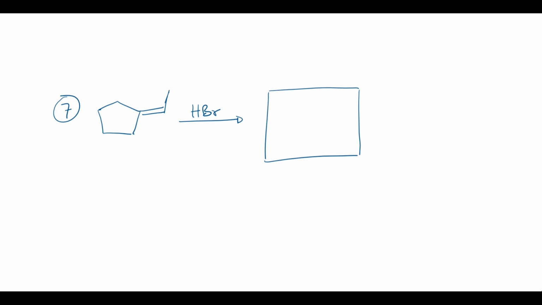This question asks us to predict the product of this reaction. So here, the two groups will be hydrogen and Br, and they will be added across the double bond of the alkene via Markovnikov addition. So what this simply means is that the Br will go to the more substituted carbon, and the hydrogen will go to the less substituted carbon. So to draw the product of this reaction, simply break the pi bond and attach the Br to the more substituted carbon.